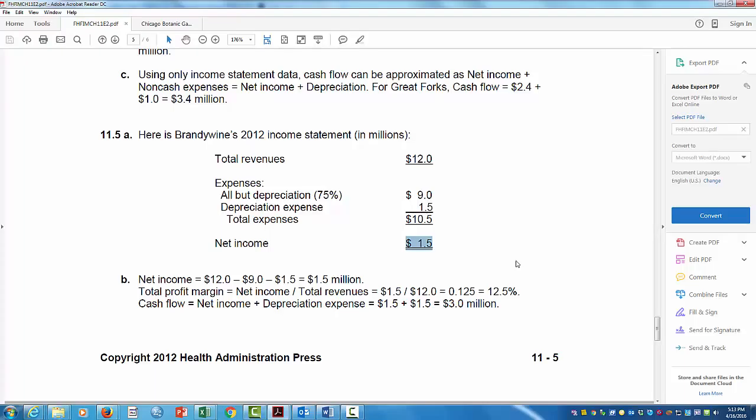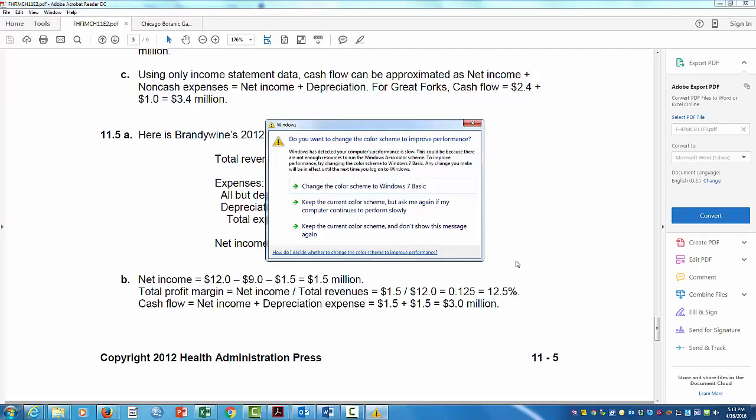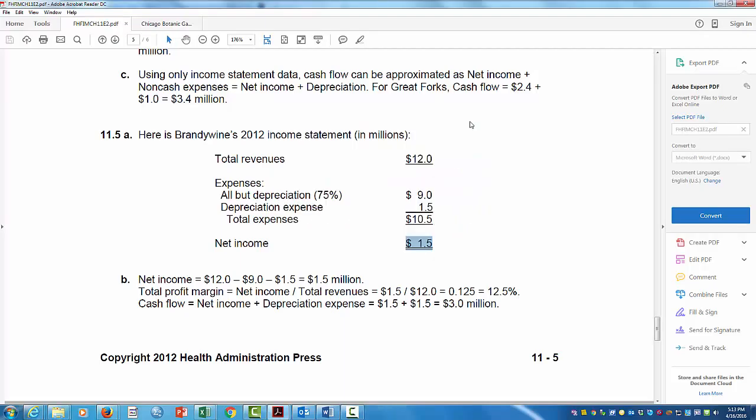The second question in Part B is what were the total cash expenses for 2012. So remember that depreciation is a non-cash expense. So the total expenses are 10.5, and the cash expenses are that minus depreciation of 1.5 million, so the total amount of cash expenses will be 9 million.